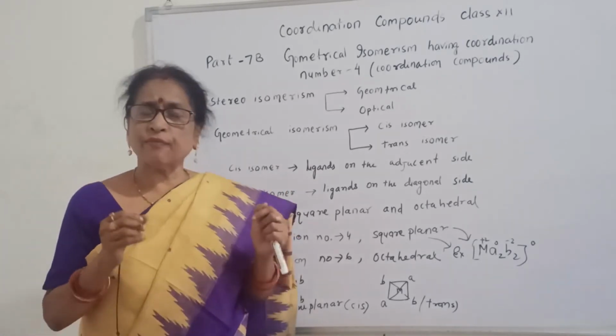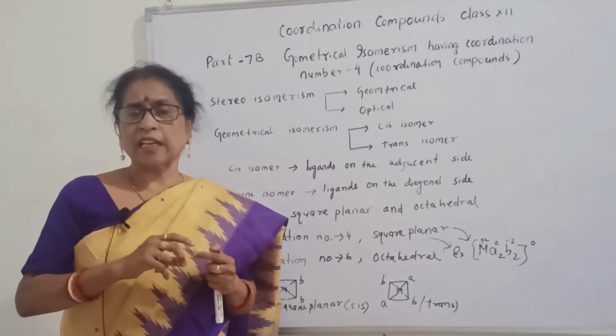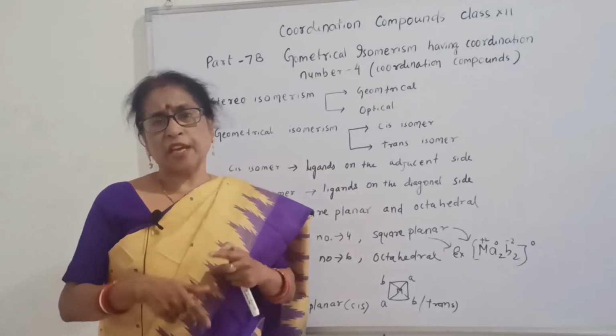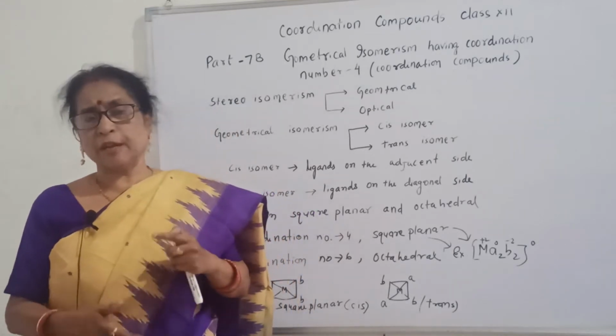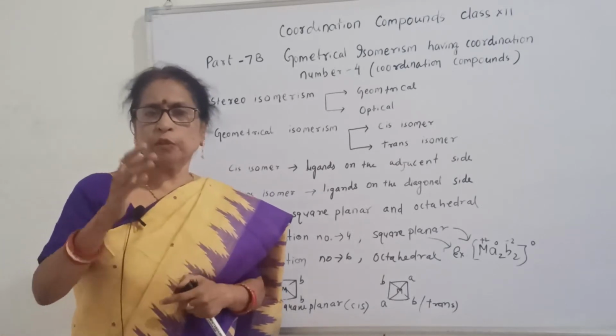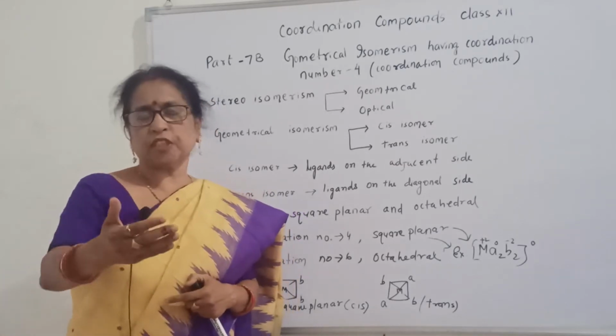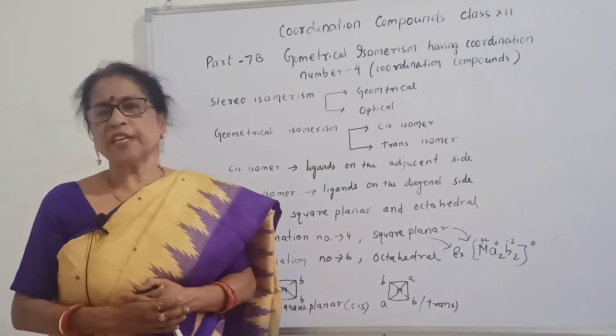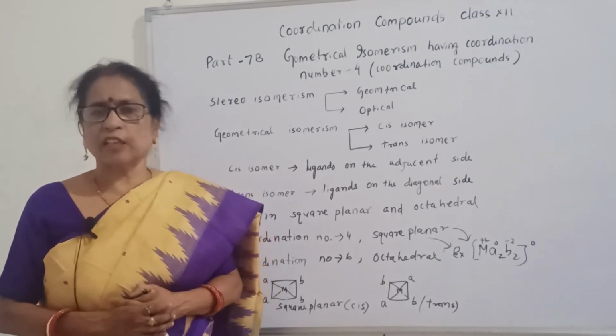The main factor of geometrical isomers is that two ligands may be present on the adjacent side, and two may be diagonal to each other. If they are on the adjacent side, this is called the cis form. If they are diagonal to each other, or you can say opposite to each other, that is called the trans form. So you can say geometrical isomerism is cis-trans isomerism.